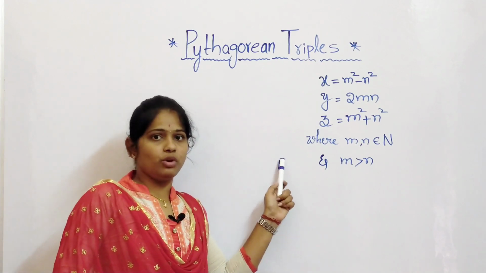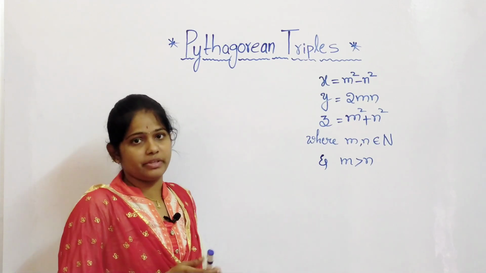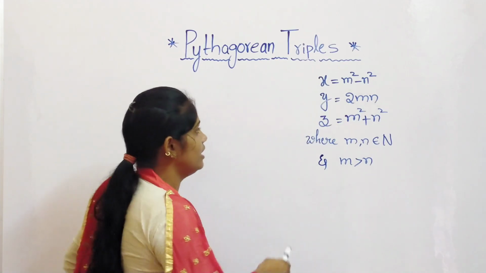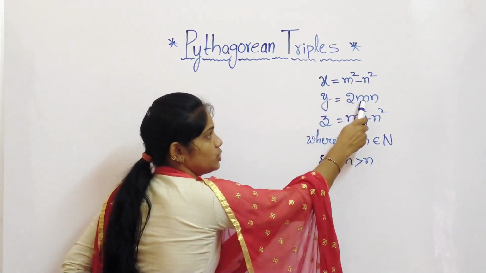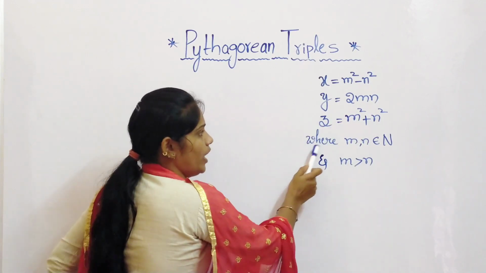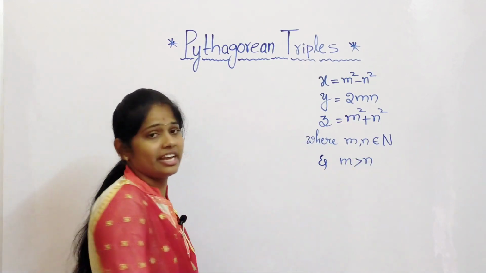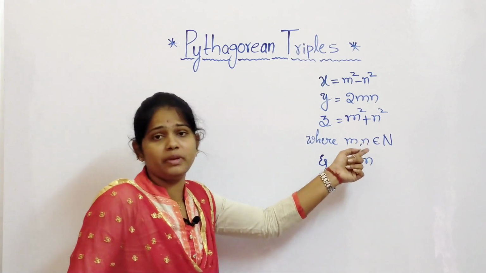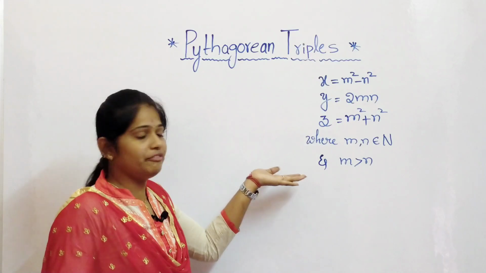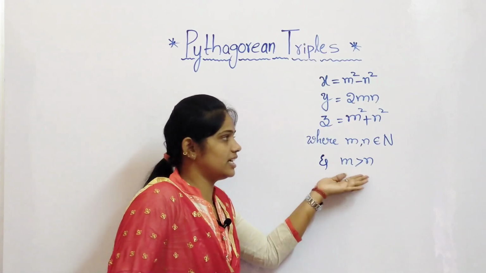Here is a standard rule for finding Pythagorean triples, that is x is equal to m square minus n square and y is equal to 2 into m into n and z is equal to m square plus n square, where m, n belong to N. That means m and n both should belong to the set of natural numbers, from 1 to infinity, and m is greater than n.